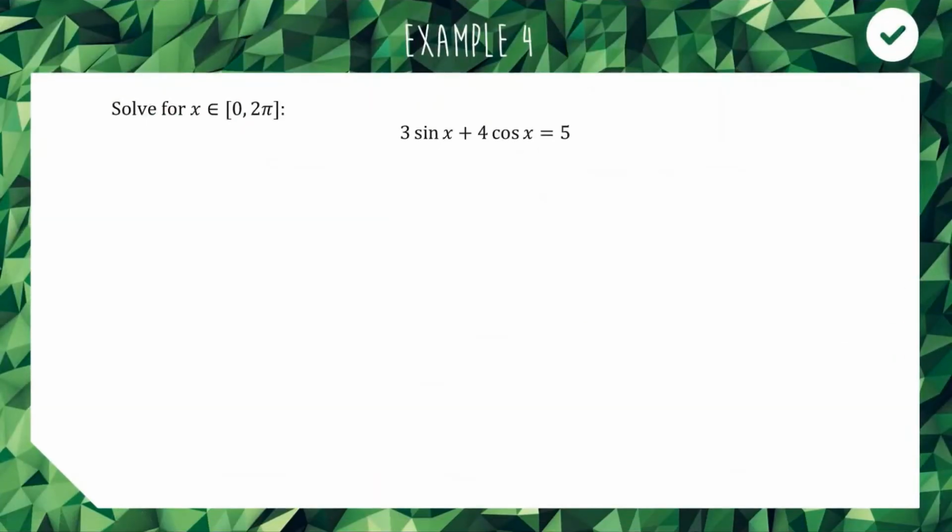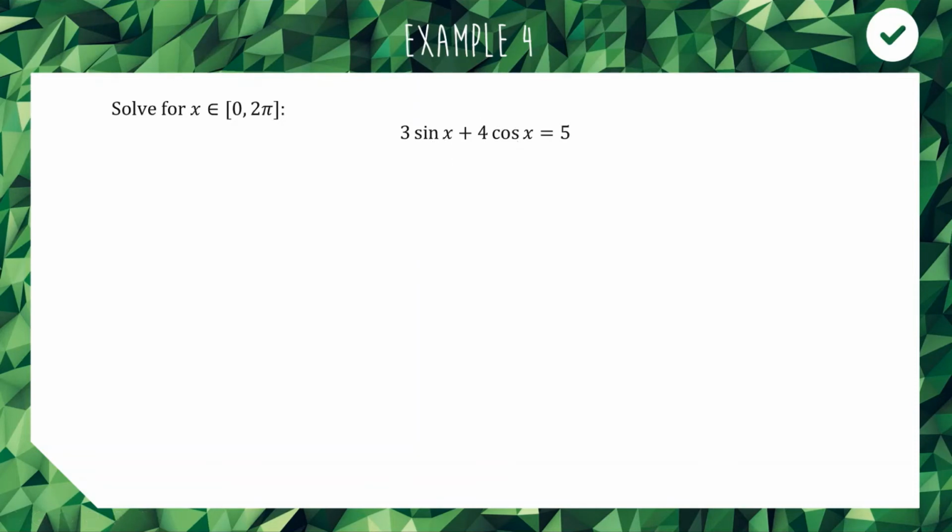Okay, for the next one, we have 3 times sine x plus 4 times cos x is equal to 5. We're solving over 0 to 2 pi, so it's a nice one compared to the last one. Okay, so how are we going to solve this? If this was a sine squared or a cos squared, we could do some magic and make it quadratic, but no such luck. We have sine and cos.